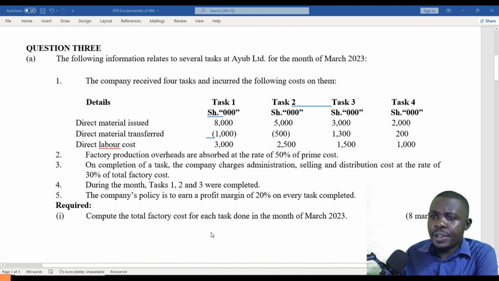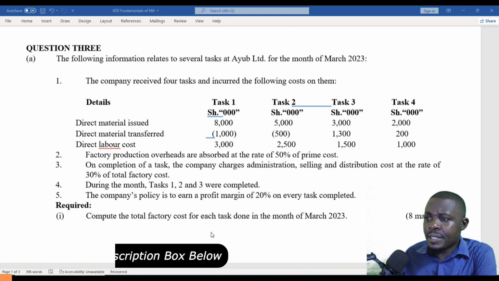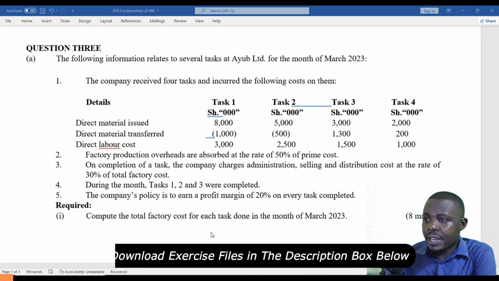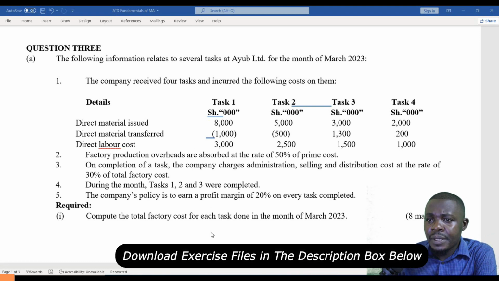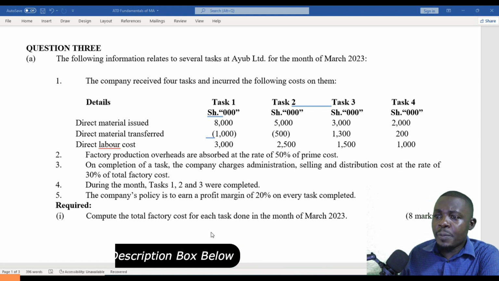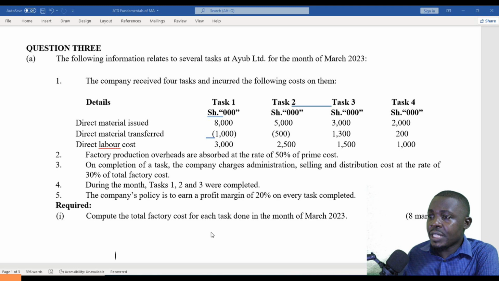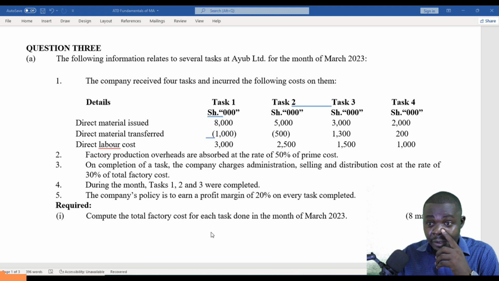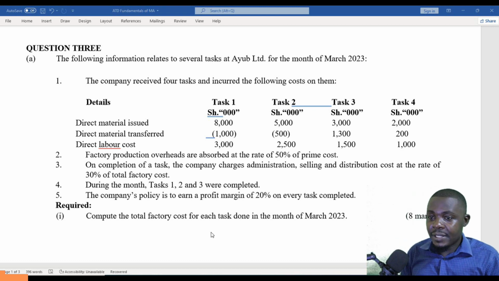We have direct material issued for task 1, task 2, task 3, and task 4. These are in thousands. We have direct material transferred and direct labor cost. Part 2: the factory production overhead is absorbed at the rate of prime cost. Part 3: on completion of a task, the company charges administration, selling and distribution cost at the rate of 30% of the total factory cost.